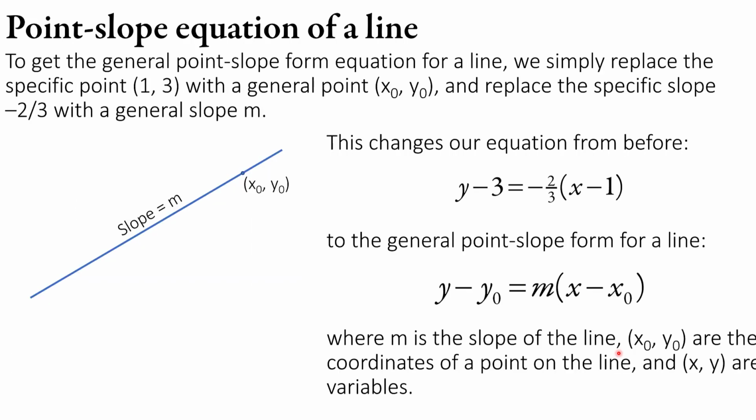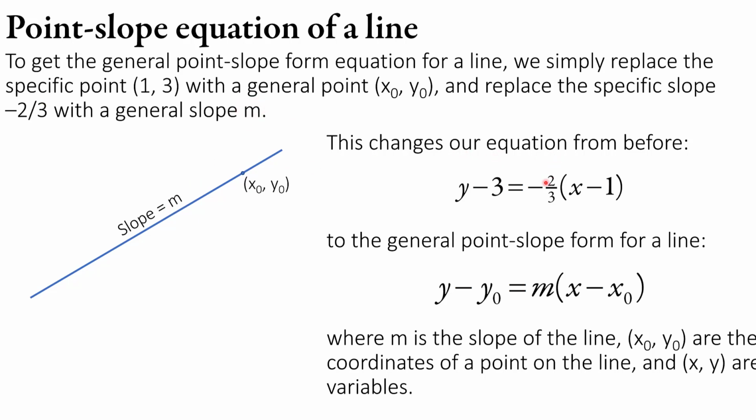So what is the general form for the point-slope equation of a line? Well, what we're going to do is we're just going to generalize what we did before. Before, we had a specific point, (1, 3), and a specific slope of negative 2/3. So I'm going to replace this specific point with the general point (x0, y0). So this is going to represent some point we know is on the line, like (1, 3) before. And I'm going to replace negative 2/3 with the variable m, which we usually use for slope.